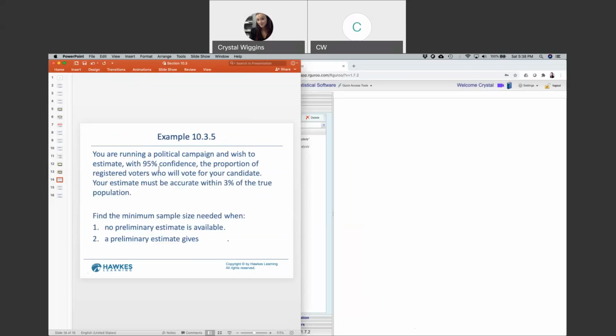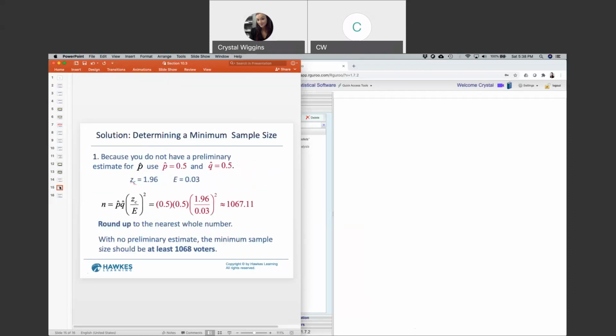So, for example, you are running a political campaign and wish to estimate with 95% confidence the proportion of registered voters who will vote for your candidate. Your estimate must be accurate within 3% of the true population. Okay, so let's find the minimum sample size with no preliminary estimate and with a preliminary estimate, which somehow got deleted off of here, but it's in the solution. I believe it's 0.31. So the first one, our Rguroo again does not do minimum sample sizes as far as I know. So we would do this out by hand.